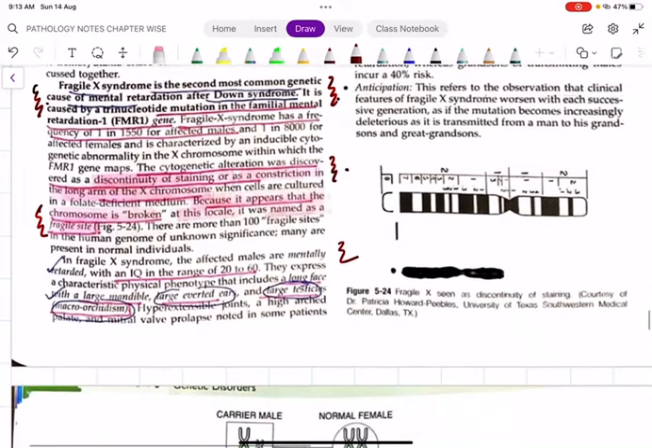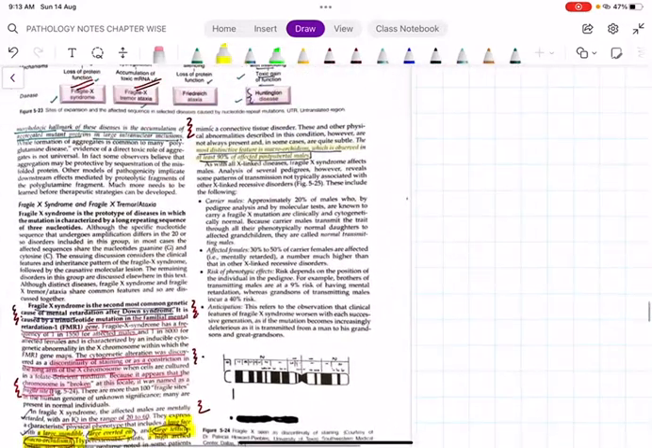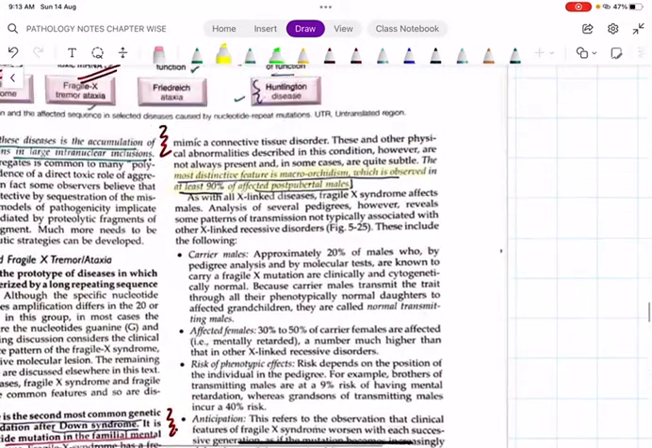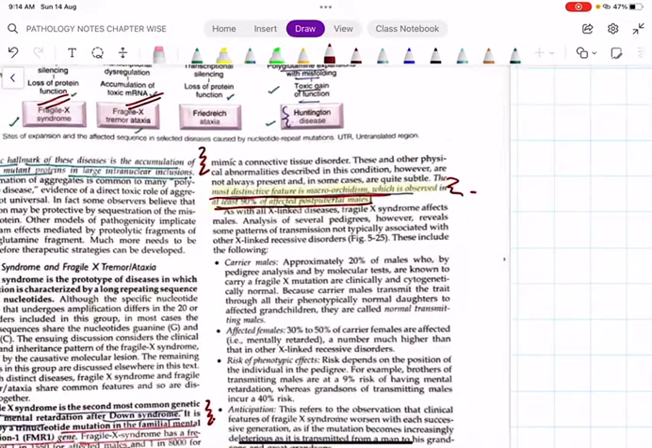What are the classical features of Fragile X syndrome? Long face, large mandible, large testis, large ears. All these are the features of Fragile X syndrome. And the most distinctive feature of Fragile X syndrome is macroorchidism, or large testis.